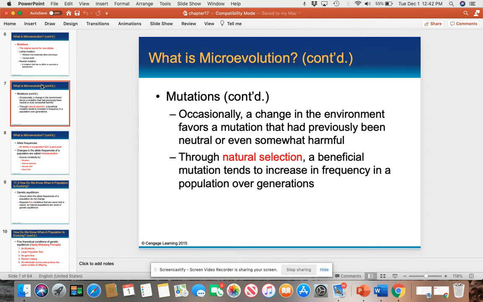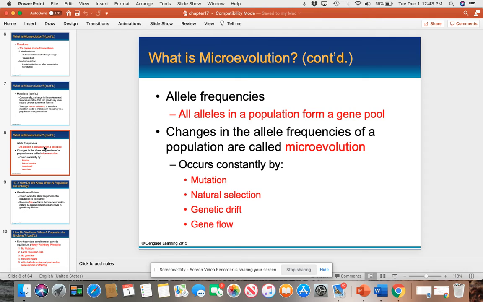If this trait allows for a higher probability of survival and an increased probability for reproduction over time, what will happen is that the population itself will evolve. So that is natural selection, which of course drives evolution.